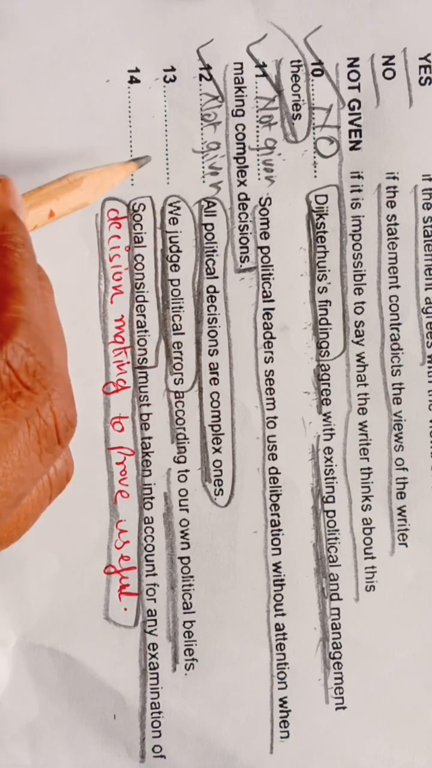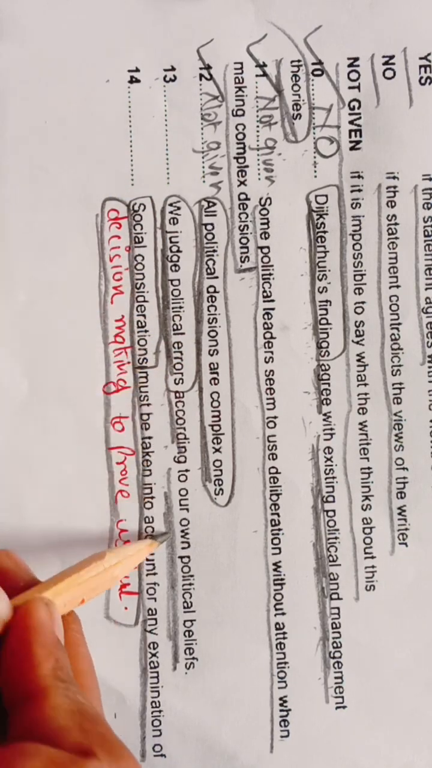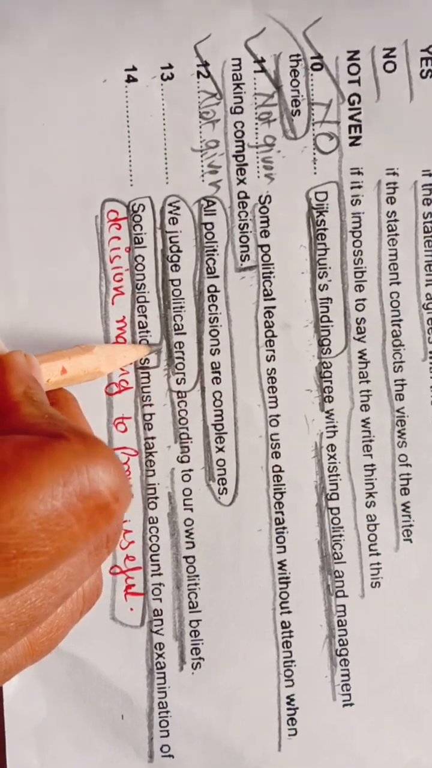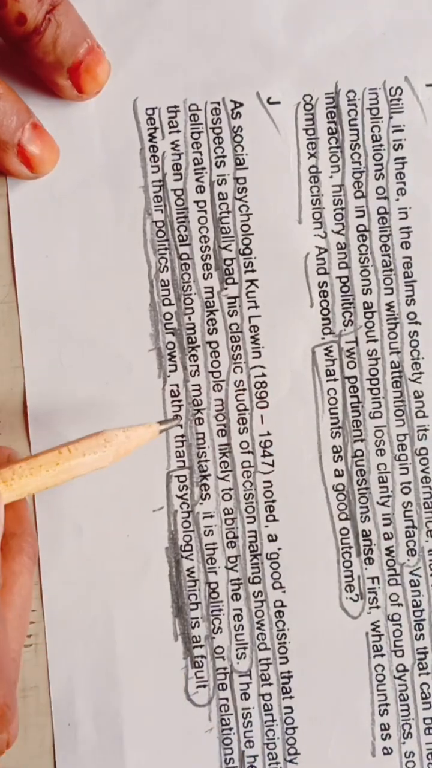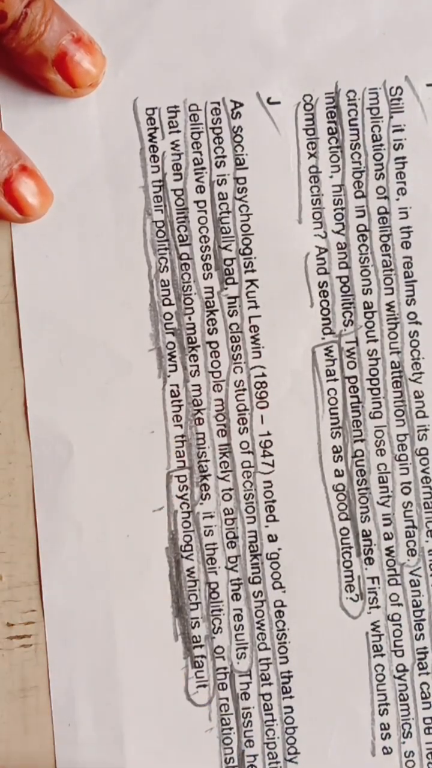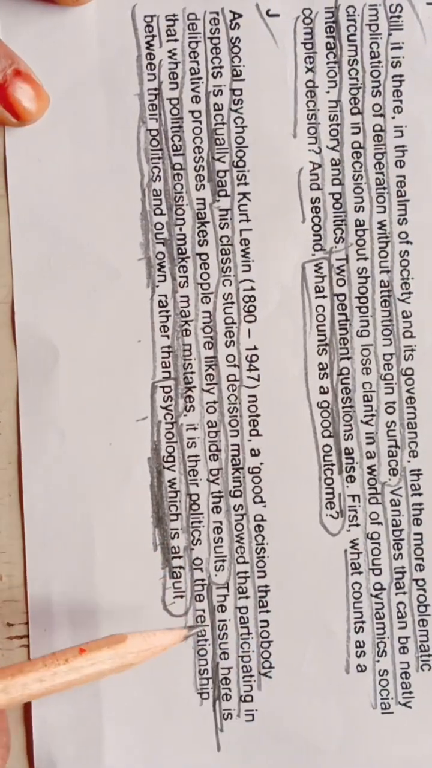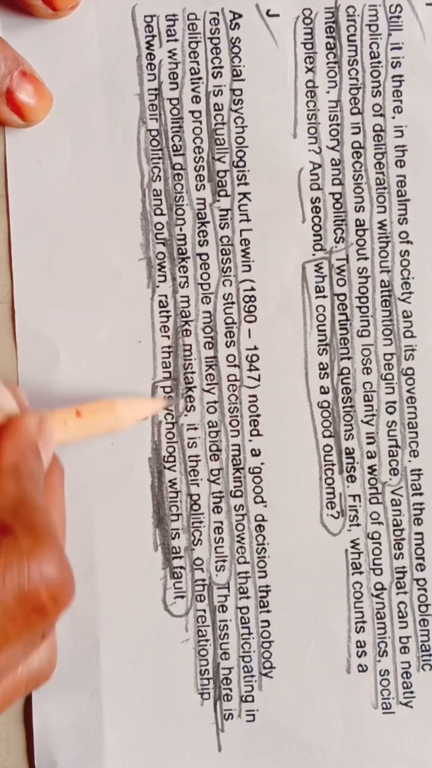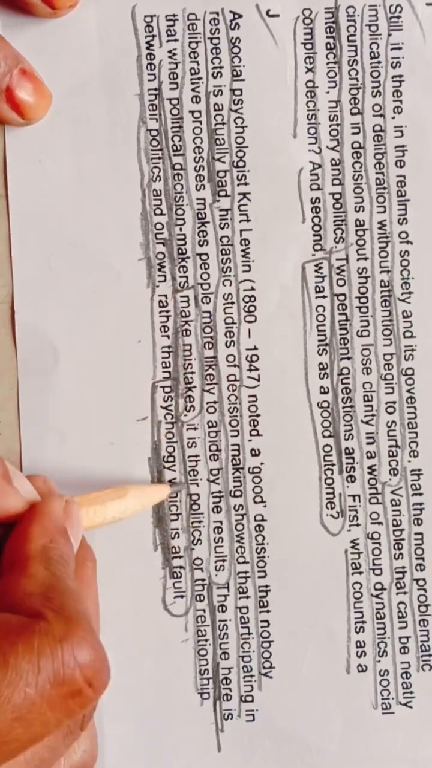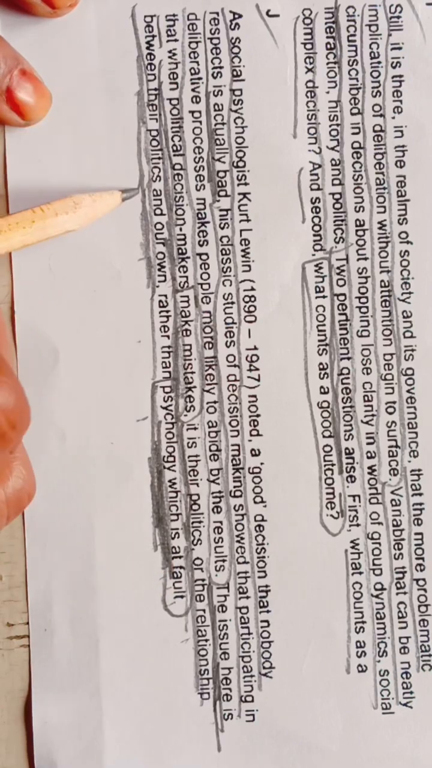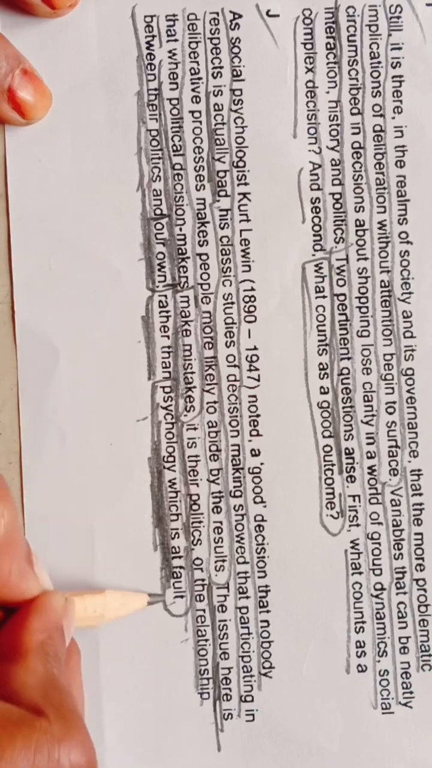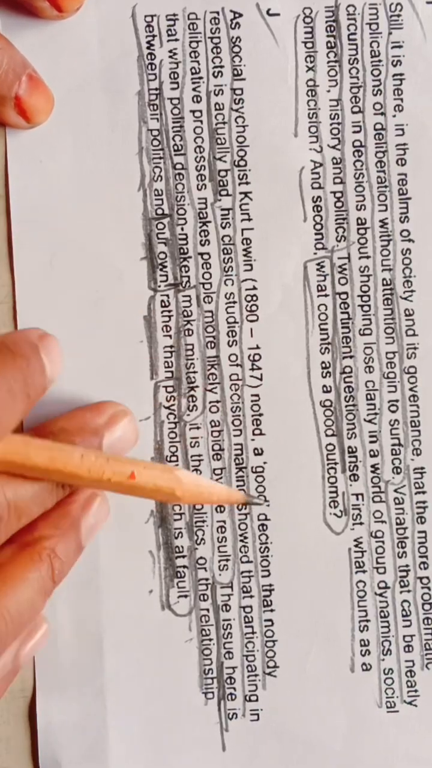Let's move forward. We judge political errors according to our political beliefs. Political errors means they are talking about political mistakes, and this thing we have seen in this paragraph. The issue here is that when political decision makers make mistakes, make errors, it is their politics or the relationship between their politics and our own rather than psychology which is at fault. So this is very important.